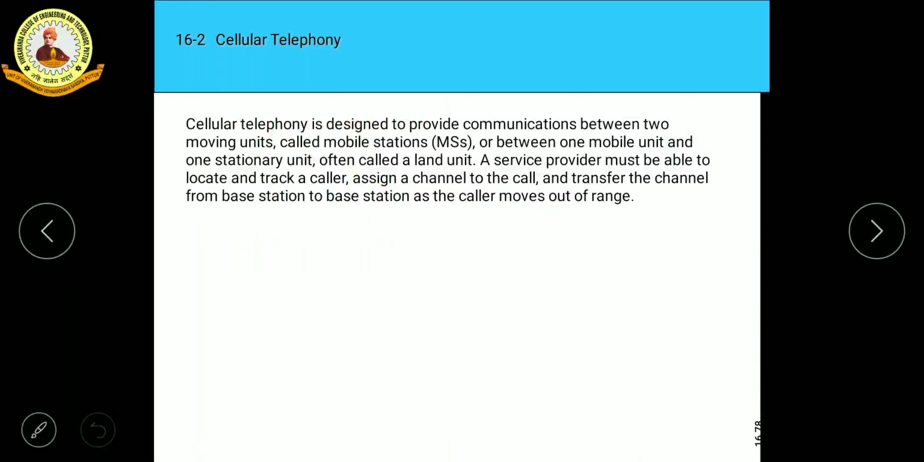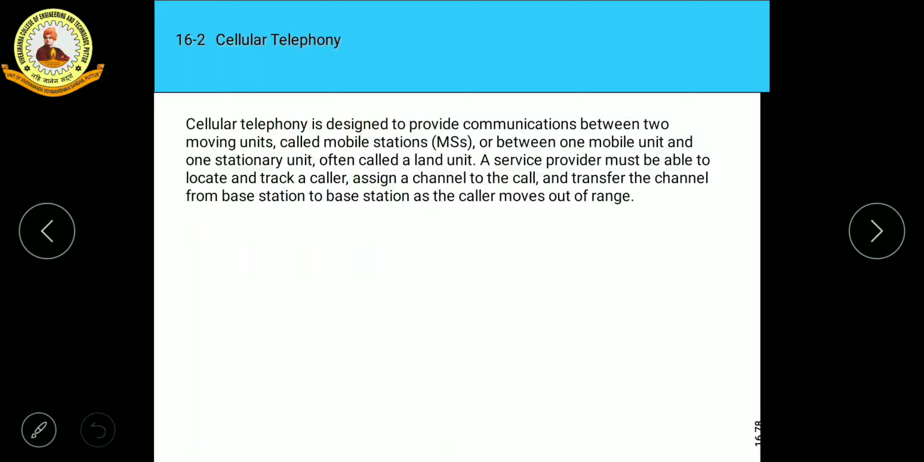A service provider must be able to locate and track a caller, assign a channel to the call, and transfer the channel from one base station to another base station as the caller moves out of range. So it gives you a light picture of how cellular telephony works. In the first line I mentioned, cellular telephony is designed to provide communication between moving units. It may be two moving units, or between a moving unit and a stationary unit, or a landline unit, right?